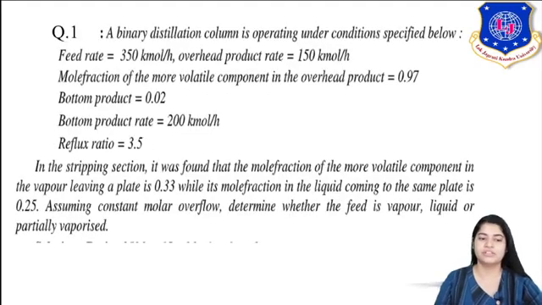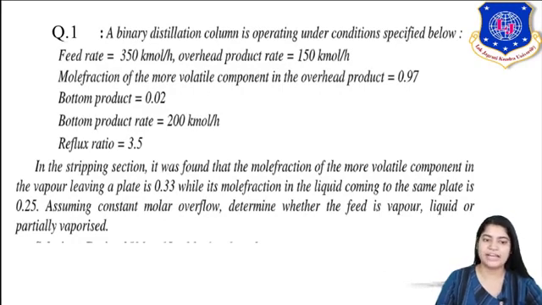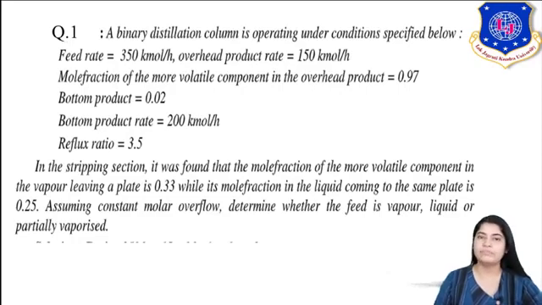Moving forward, the first question is: a binary distillation column is operating under the conditions given below. You have been given the feed flow rate, that is 350 kilomole per hour. Overhead product, that means distillate, is 150 kilomole per hour. The mole fraction of the more volatile component in the distillate is 0.97. The composition of the more volatile component in the residue, the bottom product, is 0.02. The bottom product rate, that is the residue flow rate, is 200 kilomole per hour. The reflux ratio is given, that is 3.5.